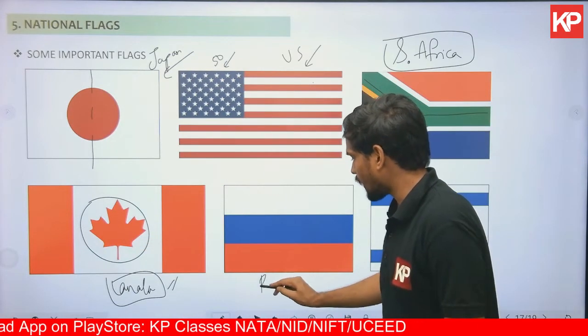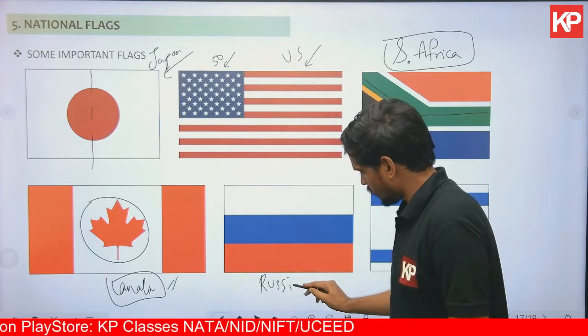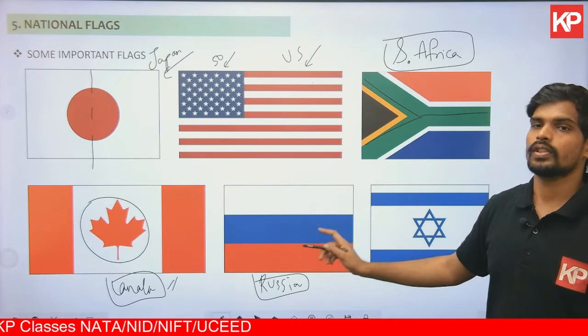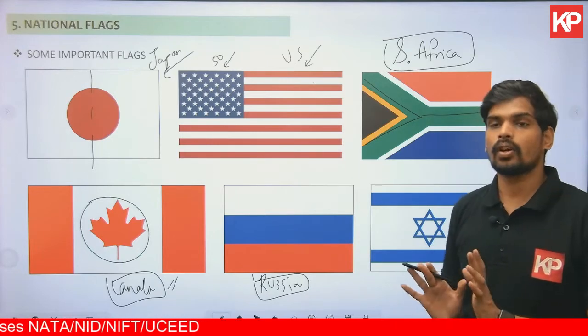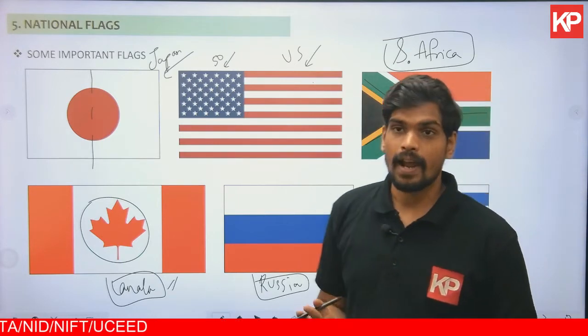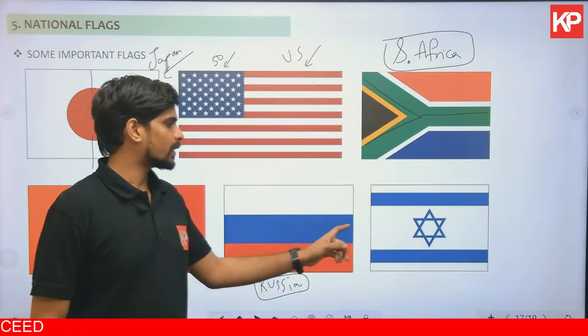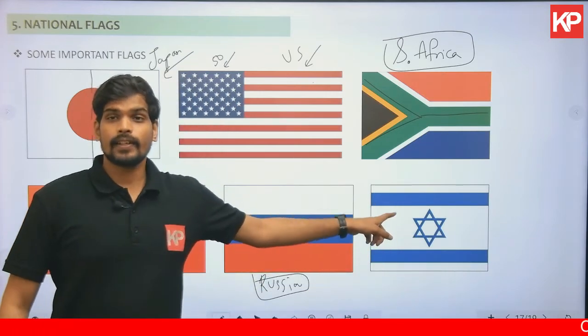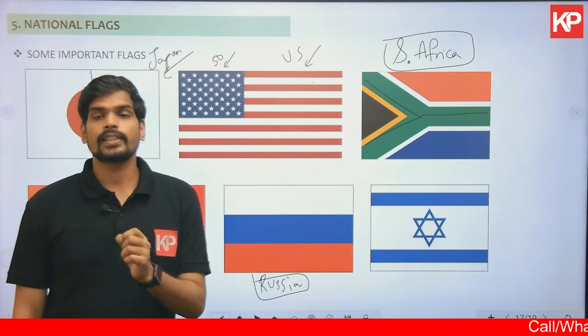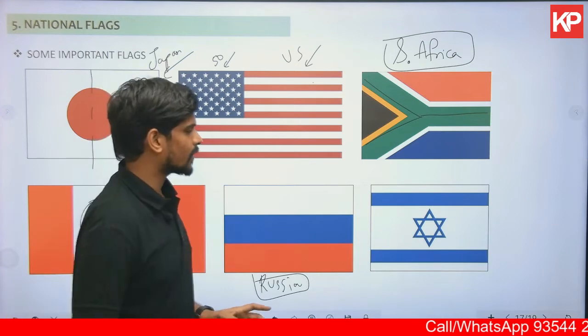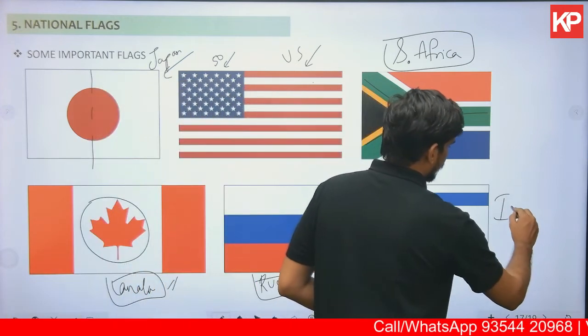Then you have the flag of Russia. Russia's flag also is a tricolor with white, blue and red. So a simple tricolor flag without any other ornamentation. That is the flag of Russia. And finally, I already told you about this symbol. This is a religious symbol. It is called the Star of David, a religious symbol in Judaism. I told you this is the only Jewish country in the world, which is Israel. This is the flag of Israel.